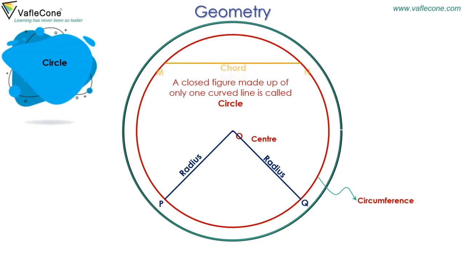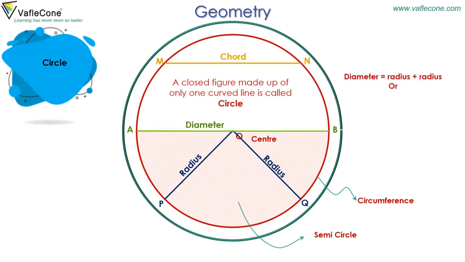A line formed by joining any 2 points on the circle is called a chord. There can be many chords and they can be of varying lengths. Line AB passes through center O and touches points A and B on the circumference and is called diameter. Diameter is the longest chord. Diameter divides the circle into 2 equal halves called semicircles. Diameter is equal to radius plus radius, or diameter is equal to 2 into radius.